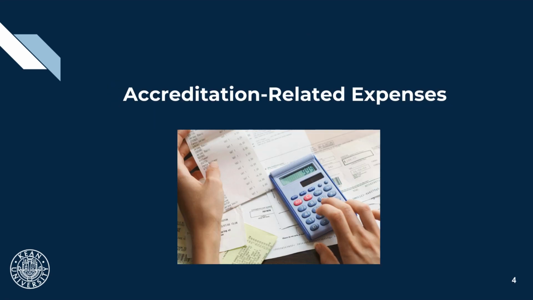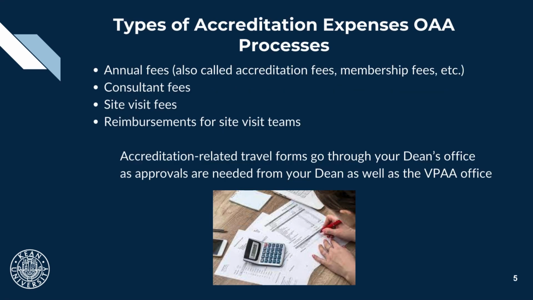Now, next, I'm going to talk about procedures related to payment of accreditation-related expenses. This next slide involves a type of accreditation-related expenses that OAA processes. First and foremost, OAA processes the annual fees that keep you and your program/programs in good standing with your accrediting body. Those can be called annual membership fees, annual accreditation fees, whatever your accrediting body terms it. Those invoices have to come to OAA for processing.